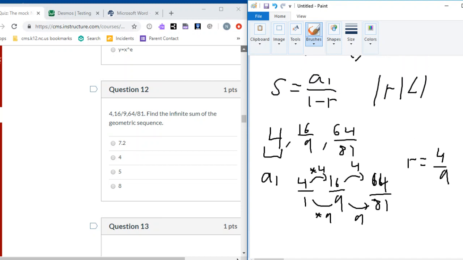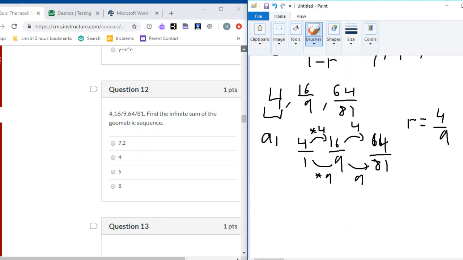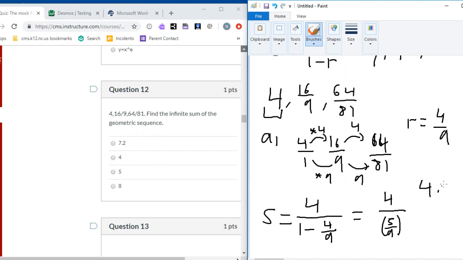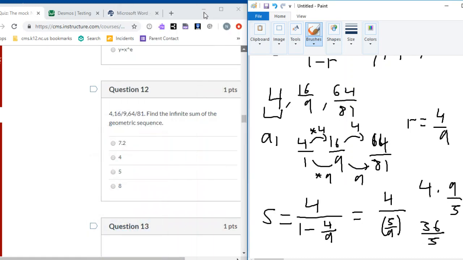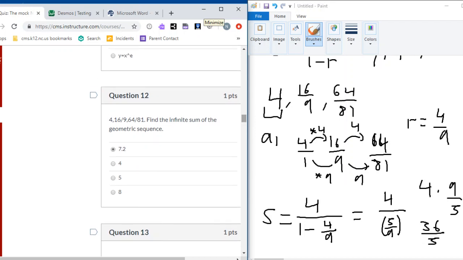Then I just plug into my formula. S is equal to a1, which is 4, over 1 minus r, which is 1 minus 4/9. Which means S is equal to 4 divided by 1 minus 4/9. That's 9/9 minus 4/9 is 5/9. So 4 divided by 5/9. That means that's 4 times 9/5, which is equal to 9 times 4 is 36/5. And 36 divided by 5 is 7.2. So that's my answer. I can also just plug a1 and r into that equation in the calculator and solve directly.